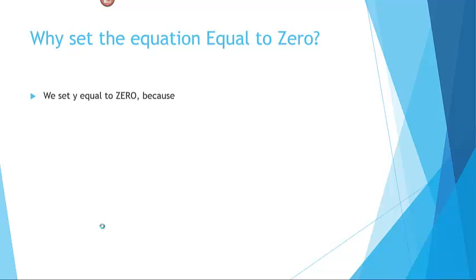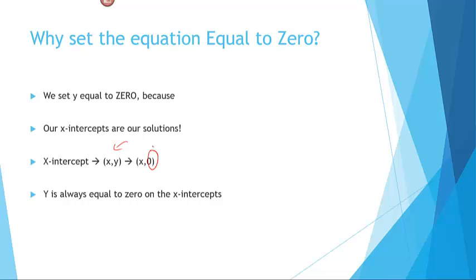Now, why set the equation equal to 0? We set the y equal to 0 because our x-intercepts are the solution. And for an x-intercept, we have a coordinate pair right there, right? And when it comes to the coordinate pair of the x-intercept, what is always equal to 0? Our y-coordinate. See, look, y is always equal to 0 on the x-intercepts. So that's why we set our equation equal to 0, because we have y equals 0.